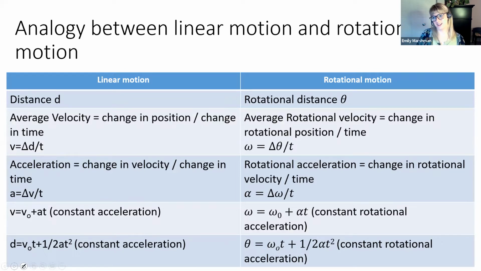Okay, so I know there's a lot on here, but you don't have to write all of it down, because the left-hand side is already stuff that you know. The wonderful thing about rotational motion is that we can make an analogy between rotational motion and linear motion that we've already learned. In linear motion, the object moves a distance d. In rotational motion, the object moves a rotational distance theta. That's the analogy here.